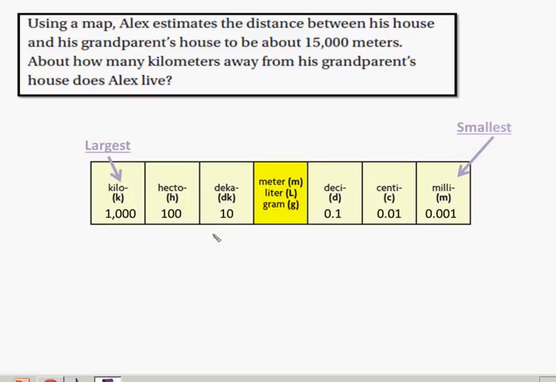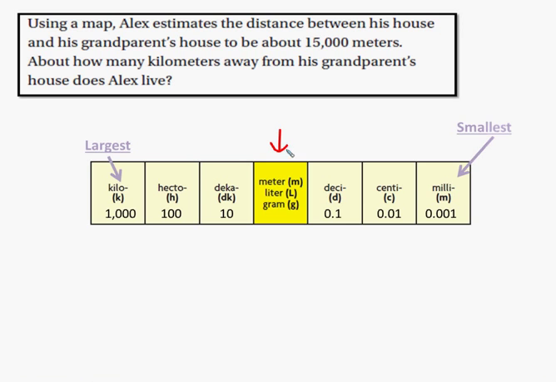So today we talked about converting measurements in the metric system. And the numbers in the metric system are a lot simpler than in the customary system that we use in the United States, as long as you understand what all these prefixes mean.